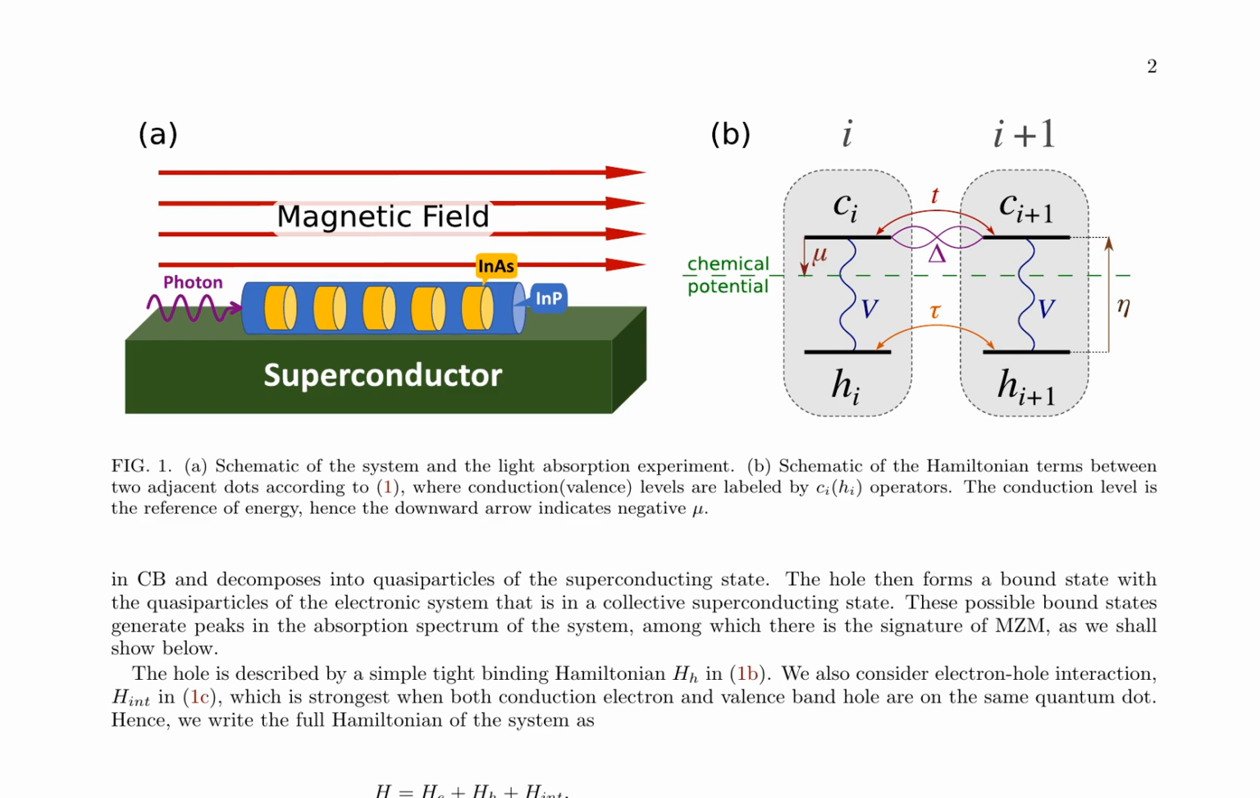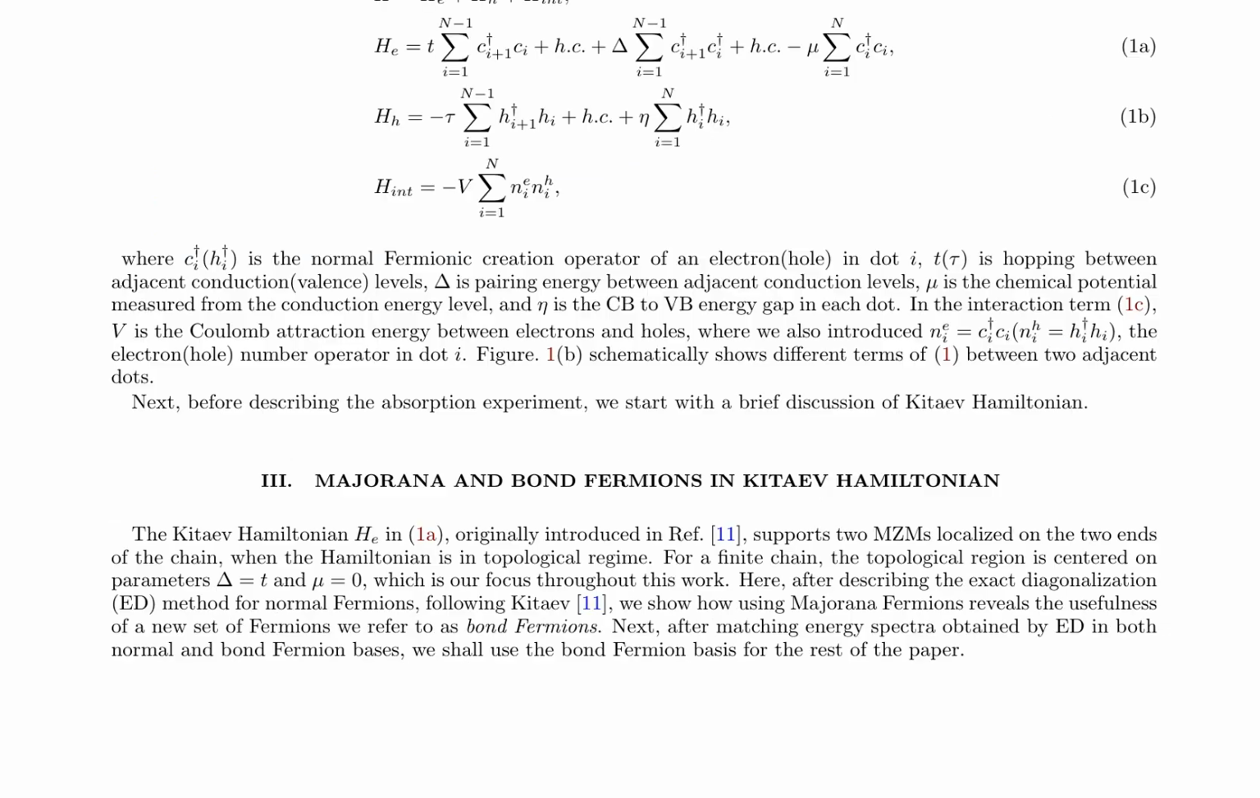A Hamiltonian, comprising three parts, is used to describe the system: HE for electron interactions, HH for hole interactions, and HINT for electron-hole interactions. The electron and hole parts are modeled using tight-binding models, while the interaction term captures Coulomb attraction between electrons and holes. The system's behavior is probed through an absorption experiment, revealing peaks in the spectrum corresponding to the formation of bound states involving MZMs. The Kitaev Hamiltonian is also explored, highlighting its role in supporting MZMs and introducing the concept of bond fermions.